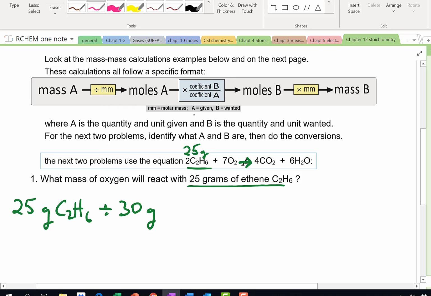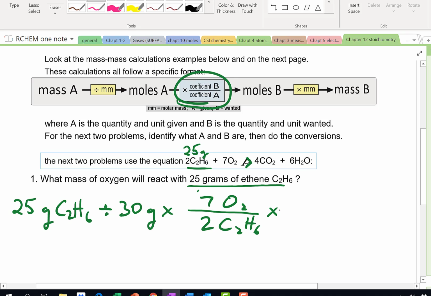And then we're going to multiply by the coefficient. So A is the amount that you're starting with, C2H6 in this case. B is the amount that you want to get to, which is oxygen. And so we want to multiply. We're in this box right now. So we're going to multiply by the coefficient of oxygen, which is what we want to get to. And so that is 7. So 7 oxygens, and then what we already have, is C2H6, and the coefficient is 2, so we have 2. So that's 7 over 2.